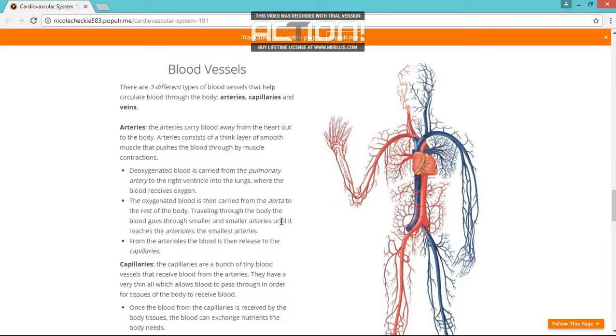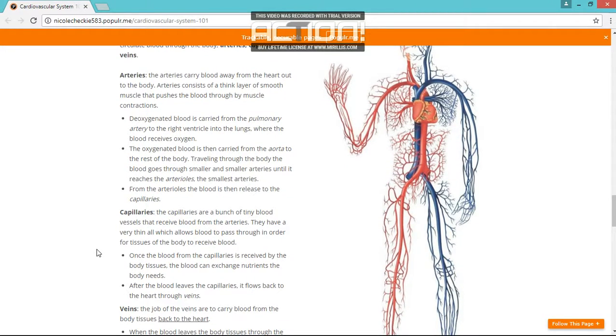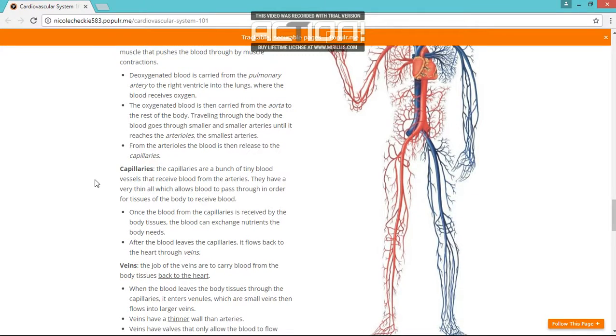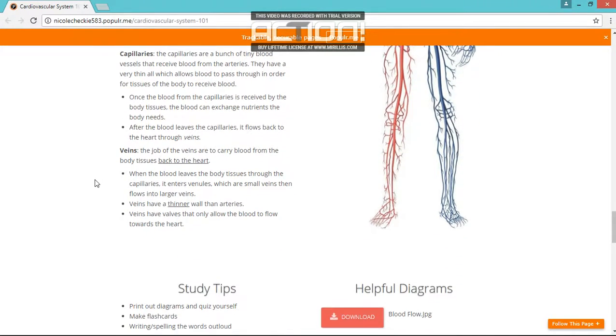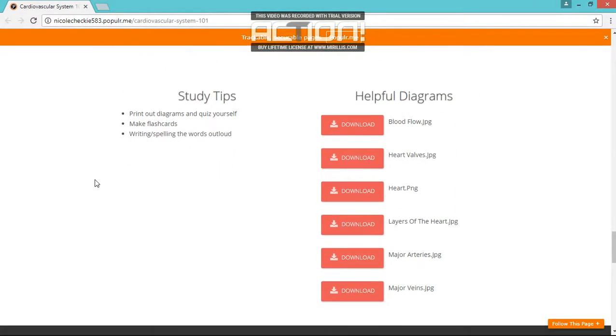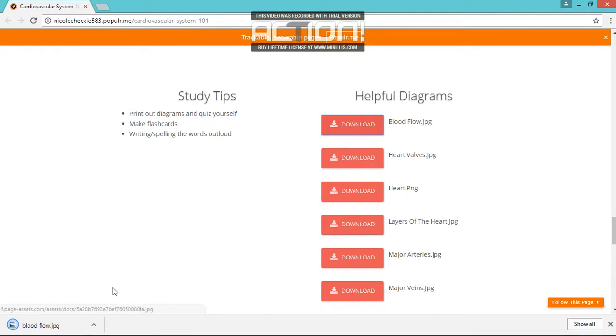This next section here explains the 3 types of blood vessels in the body, each going into detail on what each blood vessel does, and how it works, and the job and importance of each one. At the end here, I put some study tips that worked for me, along with diagrams here that can be printed out for studying purposes.